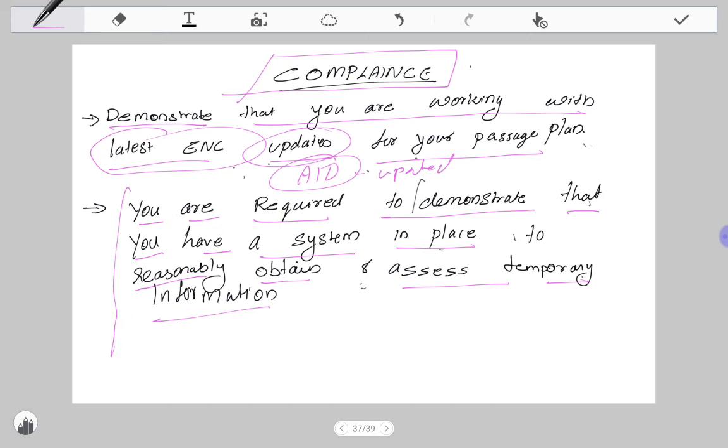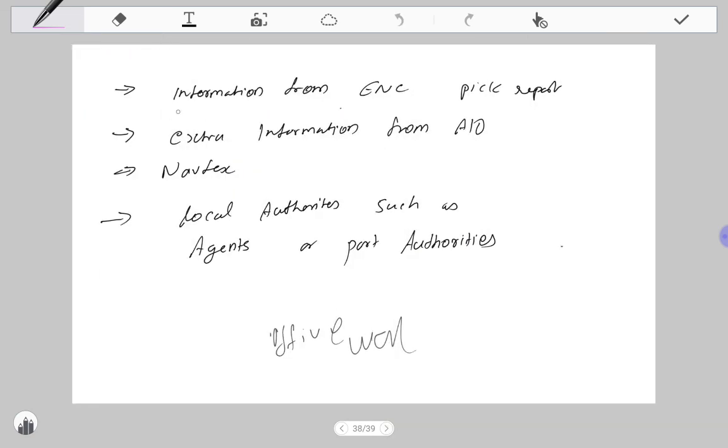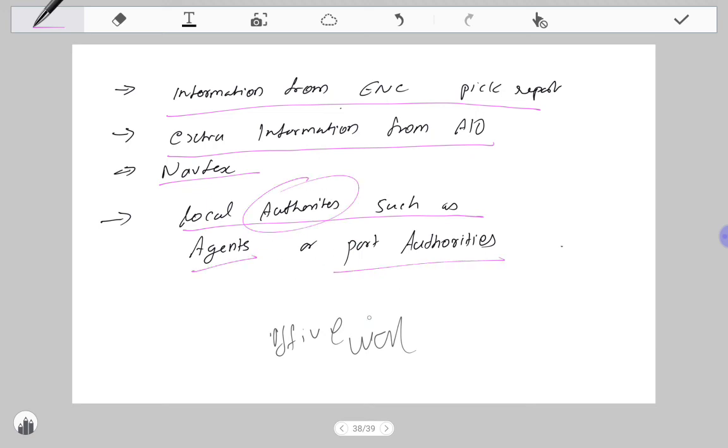We have to demonstrate how we can get temporary information. That is information from the ENC through the PIC report, extra information from the AIO, and from NAVTEX, local agents, local authorities or port authorities. This part, I feel, is very important. Why is it?